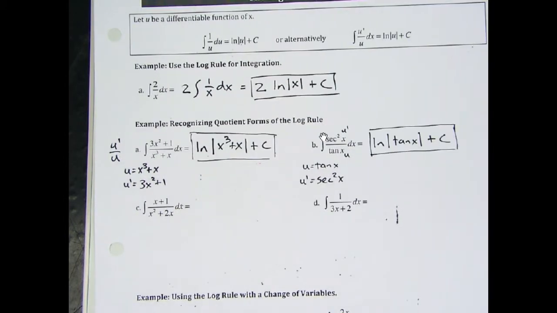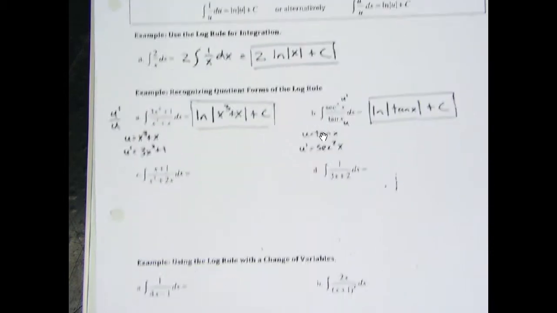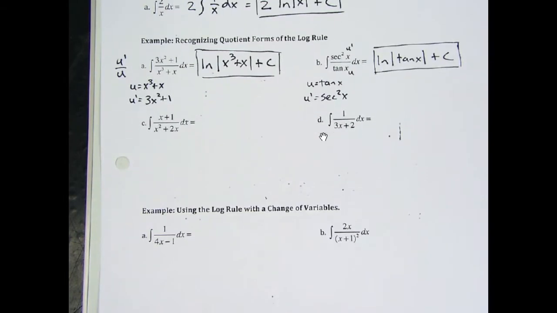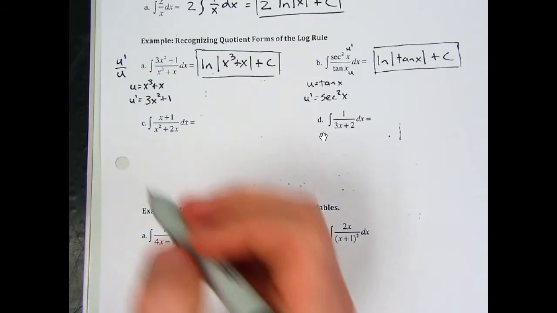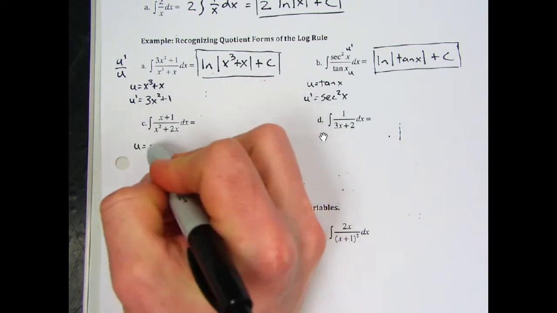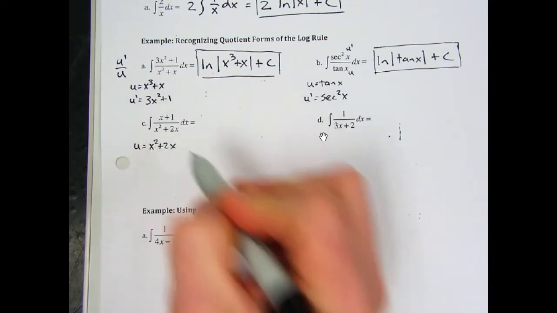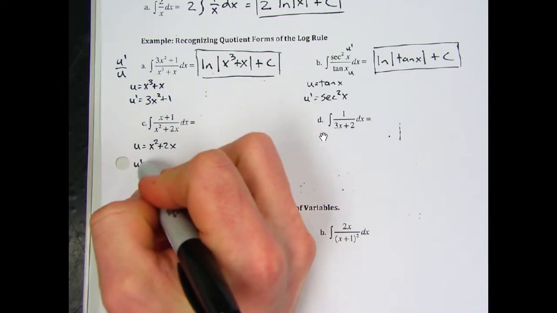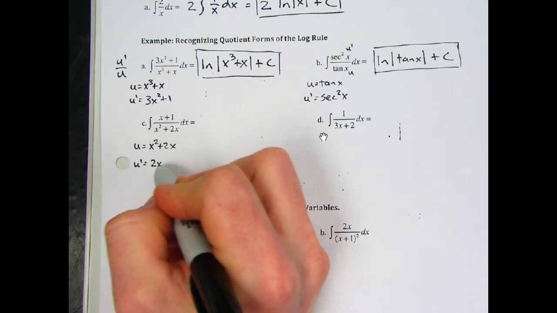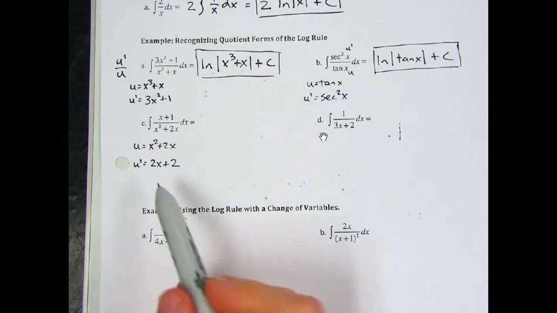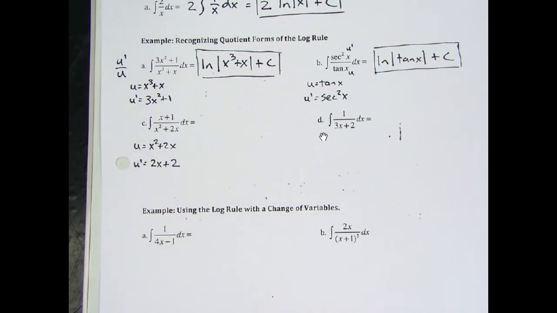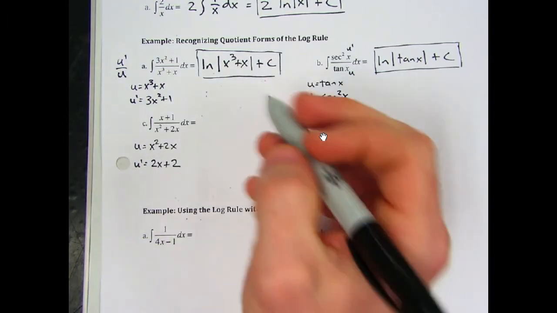Okay. How about our next one? So u is x squared plus 2x. U prime is 2x plus 2. Okay, now notice that's very close to x plus 1. So we multiply by 1/2. So what we're going to do is rewrite this.